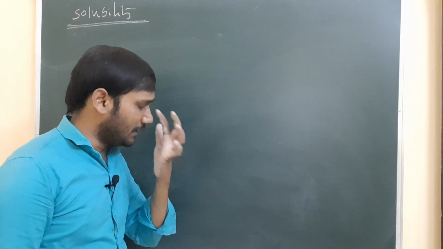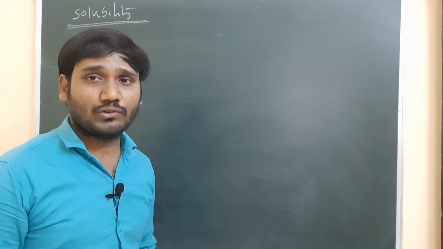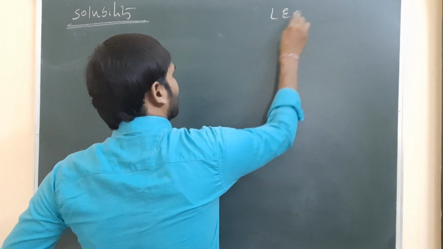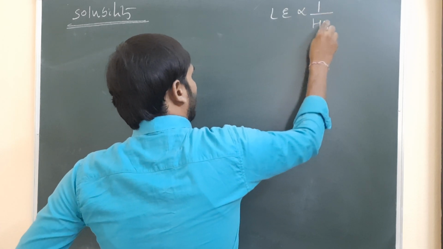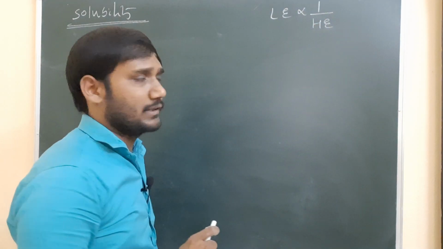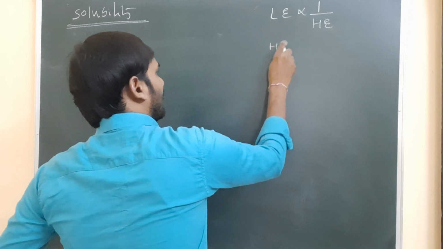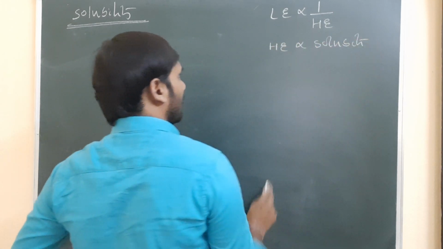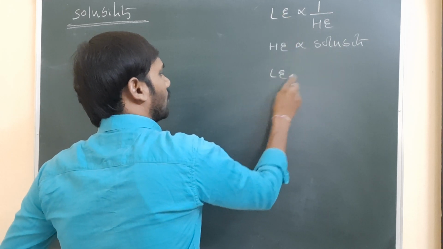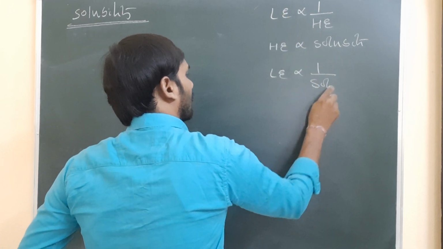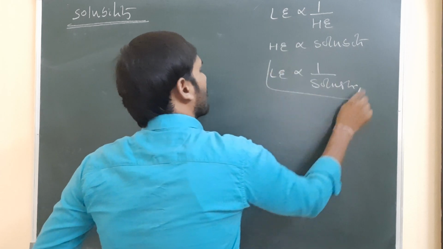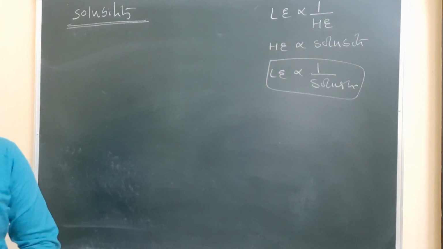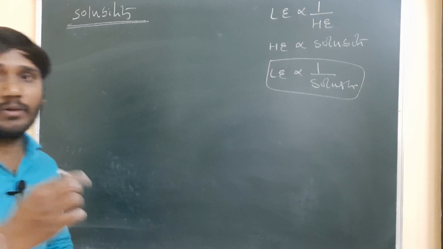We discussed that hydration energy is inversely proportional to lattice energy, and hydration energy is directly proportional to solubility. It means lattice energy is inversely proportional to solubility. So we can understand from here that lattice energy is inversely proportional to solubility.